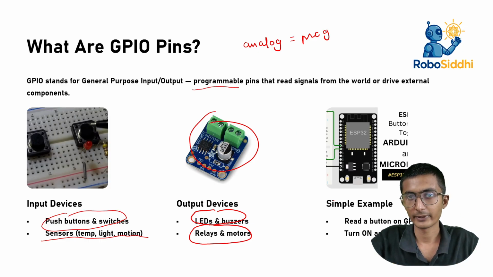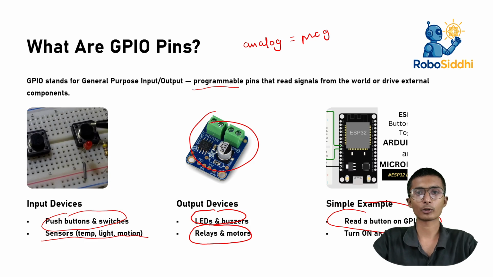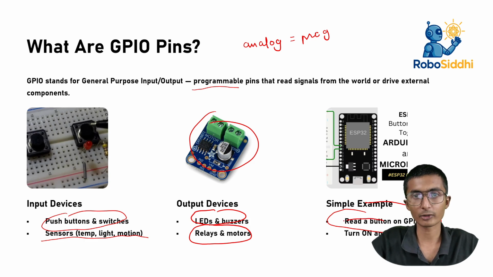Then a simple example: we can make a program that is going to help us read a button that is connected on GPIO 4. Then we can also make a program to turn on or off an LED at GPIO 2. That's what we are going to do in our first code, so stay tuned for that.